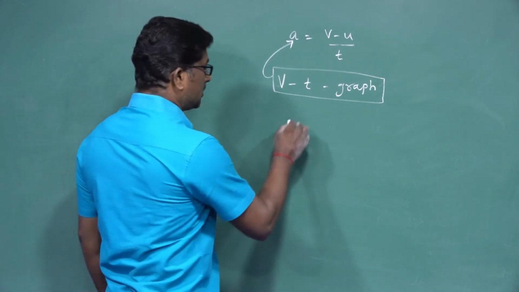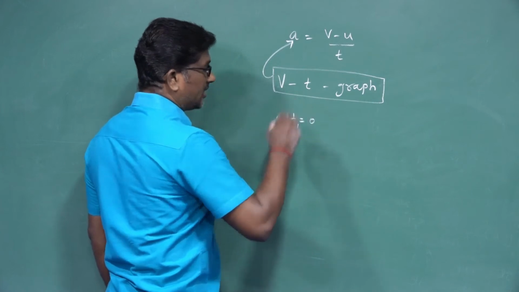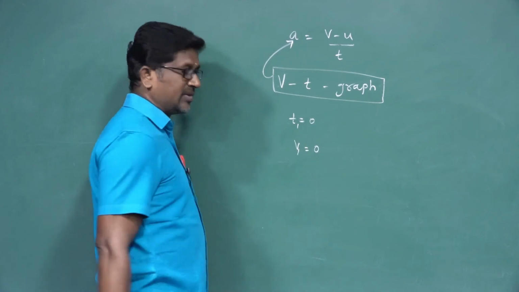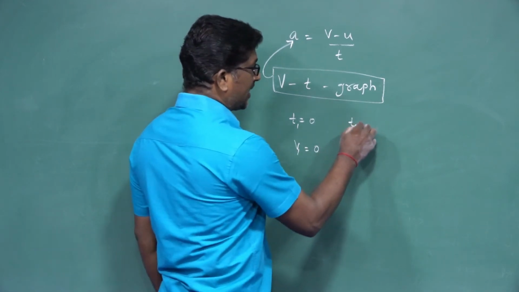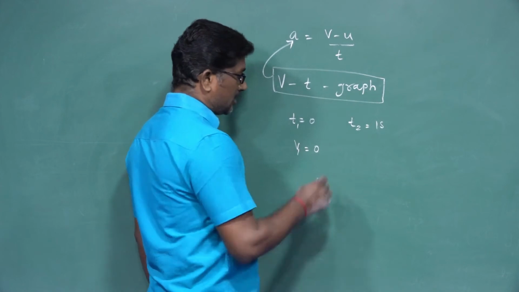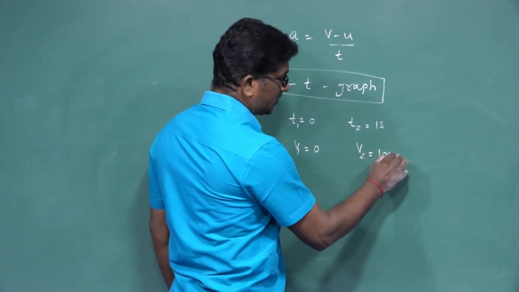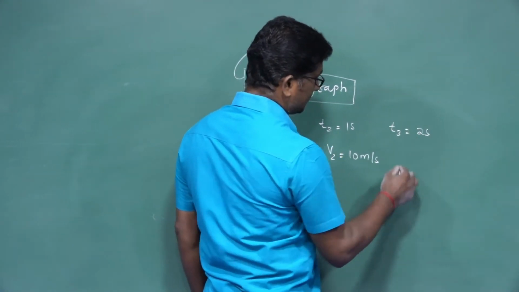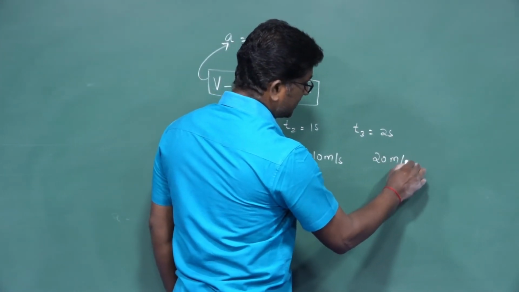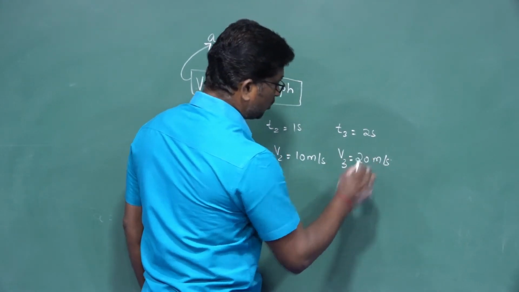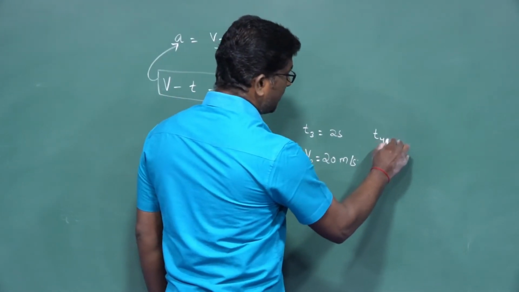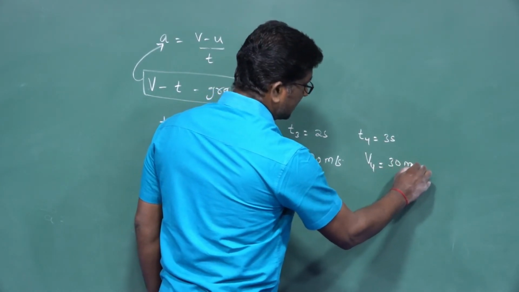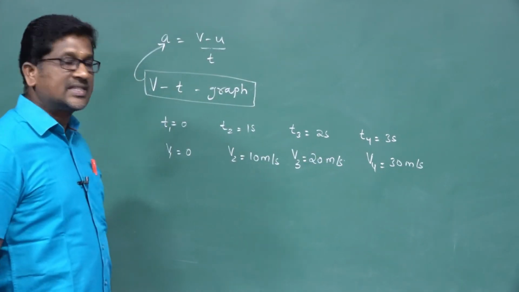For example, at time t1 equal to 0, the velocity of the particle is 0. At time t2 equal to 1 second, the velocity v2 becomes, for example, 10 meter per second. At time t3 equal to 2 seconds, v3 is equal to 20 meter per second. And at time t4 equal to 3 seconds, velocity v4 is equal to 30 meter per second.